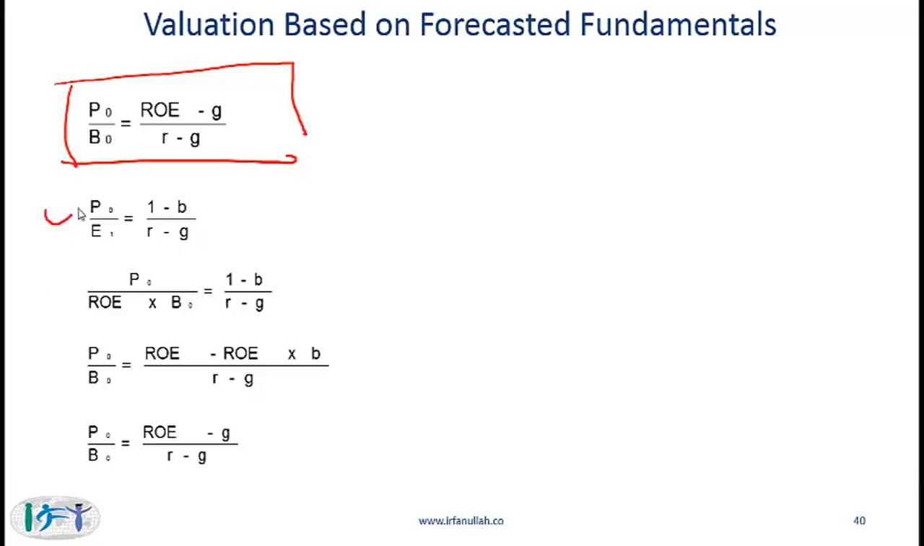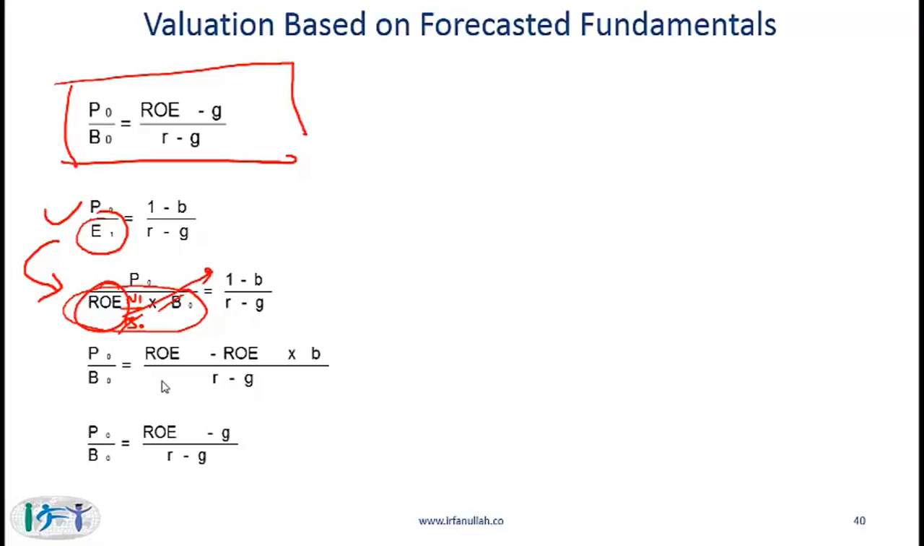I hope you remember PE is the retention ratio, (1 minus b) over (R minus G). Then, how do we go from here to here? Notice that instead of E1, we've written ROE times B0. What's ROE? ROE is simply net income over equity, which is book value, or earnings over book value. So the book value would cancel out. So E1 can simply be written as ROE times book value. Then you can have P over B, and ROE moves up here.